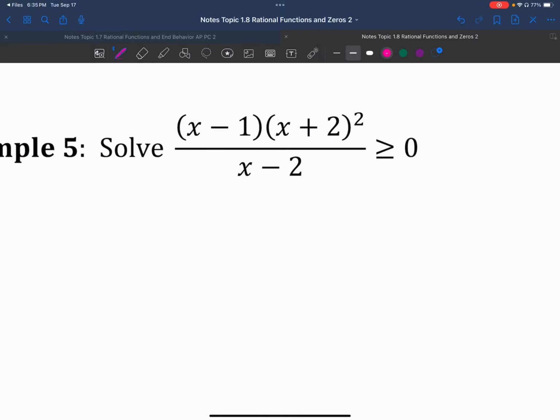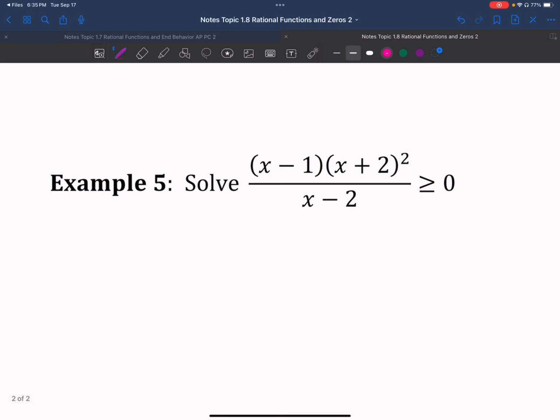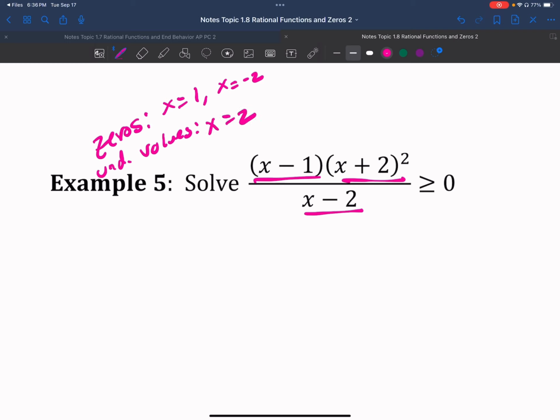Example number 5, I do have a single fraction. I do have 0 on the other side. So I'm going to solve for my zeros, and then I'm going to solve for my undefined values. So I have two zeros on here. The first one will be x equals +1, the second one at x equals -2. And then for the undefined values, the one that came from the denominator, I only have x equals 2.